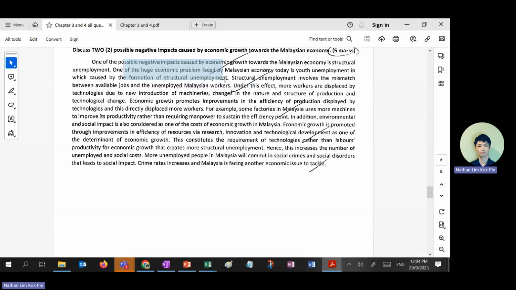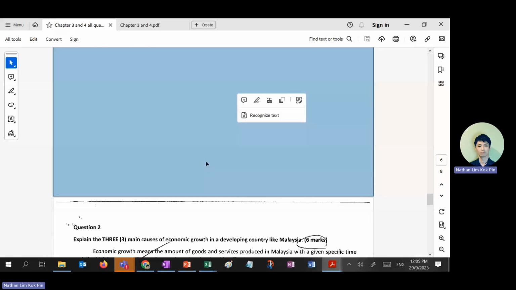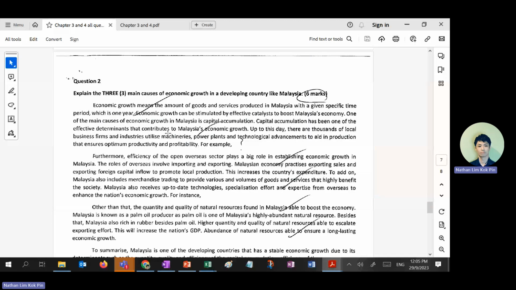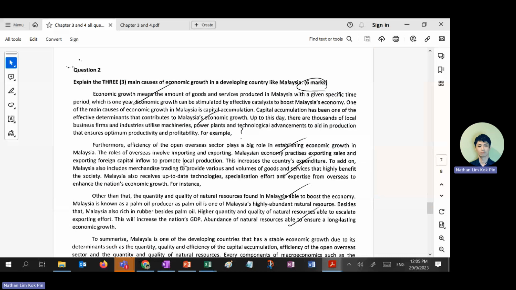Next one, 3 causes. This one a lot of you never write. Why? Why is that one? The one that I'm showing is not okay, right? This one should be very easy, right? This one, is it inside?